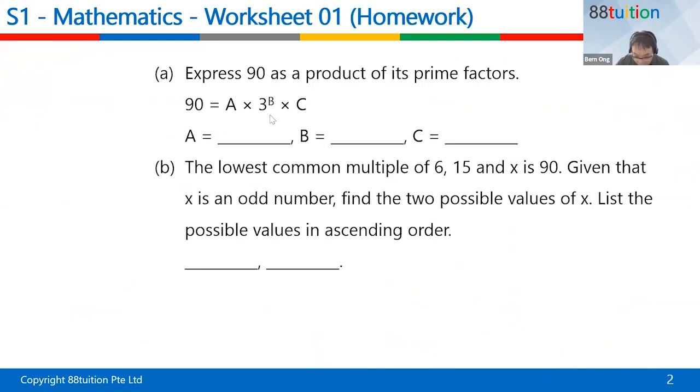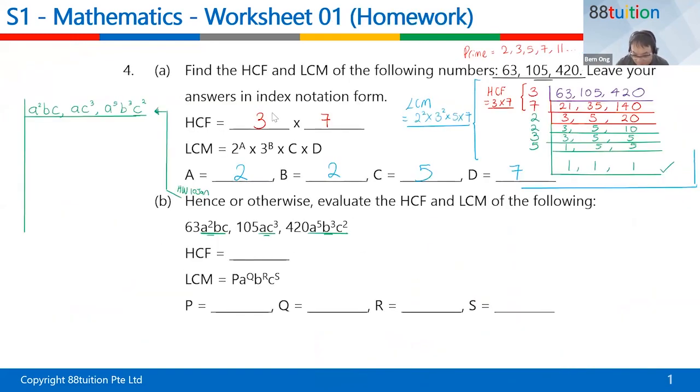Last week I didn't manage to attempt a couple of the homework questions, so I gave this question as homework. This was last week's homework, worksheet 1, question number 4. We did it halfway, and I think it's important to show all of you. There are 2 parts to the question. First, they asked me to find the HCF and the LCM of these 3 numbers, 63, 105, and 420, which I did using the lavish method.